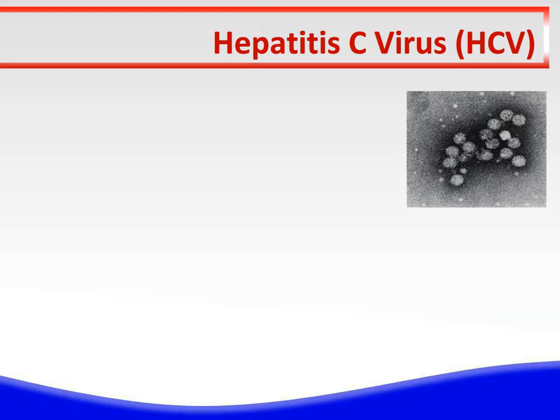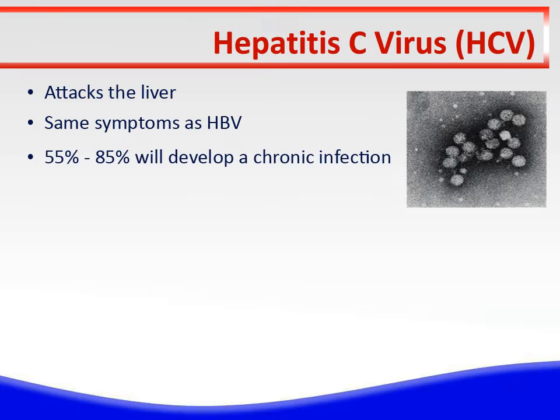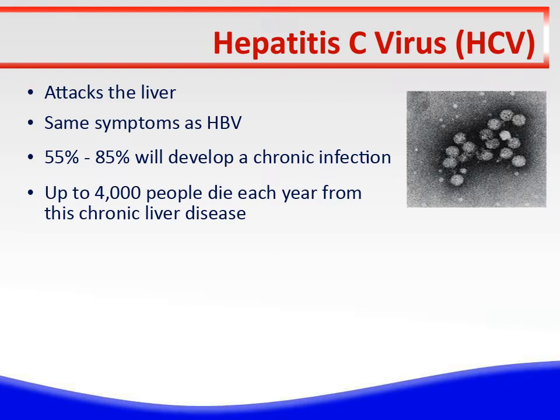Like hepatitis B, the hepatitis C virus, or HCV, also attacks the liver and is one of the primary culprits that necessitates liver transplants in the U.S. and is second only to alcohol-associated liver disease. Since they both have the same symptoms, a blood test is required to determine the difference. Most people that have hepatitis C don't even know it, but 55 to 85% of them will develop chronic infections. Each year, up to 4,000 people die from chronic liver diseases caused by HCV.